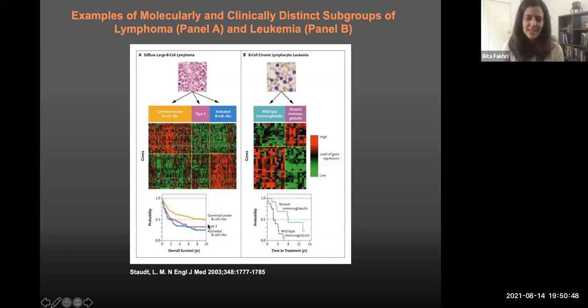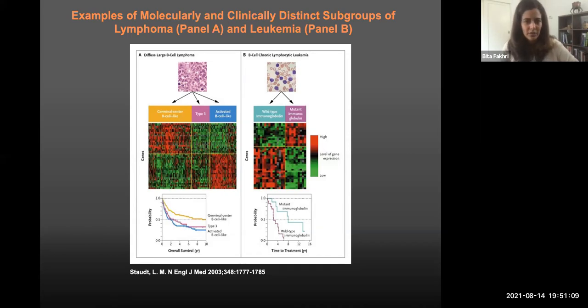And then they realized that patients with GCB immunophenotype had better overall survival outcomes compared to patients with the ABC phenotype. And this differentiation is extremely important, not only for prognostication, but also there are some drug opportunities in the relapsed refractory setting.